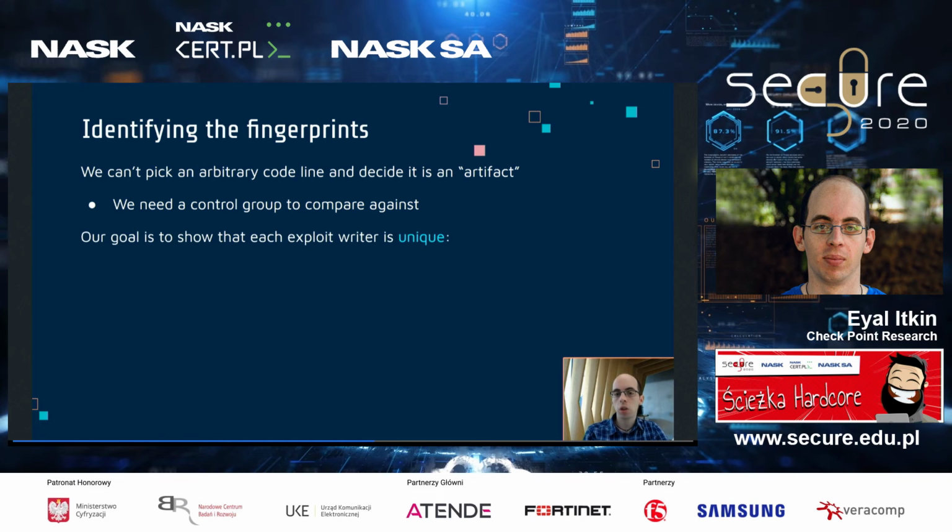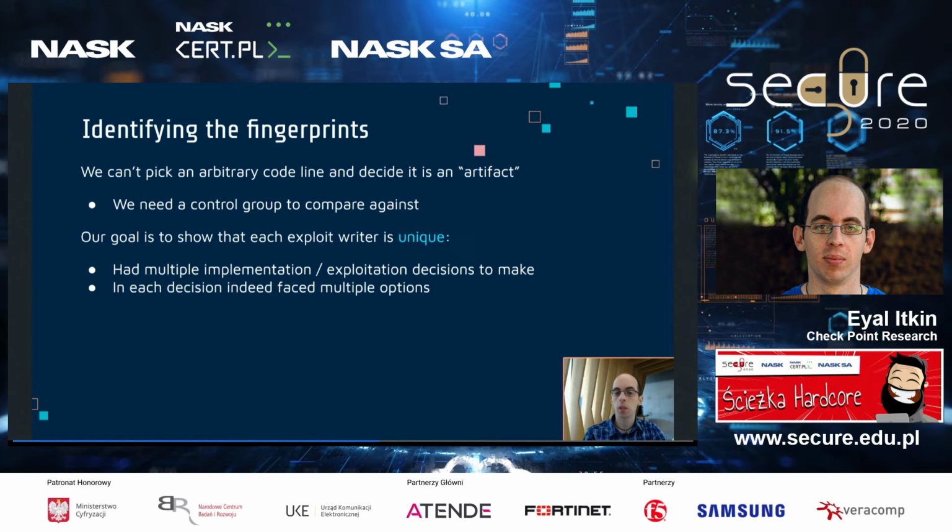Our goal is to show that each exploit writer is unique, meaning that they had multiple implementation or exploitation decisions to make. Each decision was a real one, in which they faced multiple options, and they were consistent once they chose a given decision. This means that the set of decisions made by the author could comprise a unique fingerprint of the author, and we could use this fingerprint in order to hunt down more exploits or attribute them to our author.